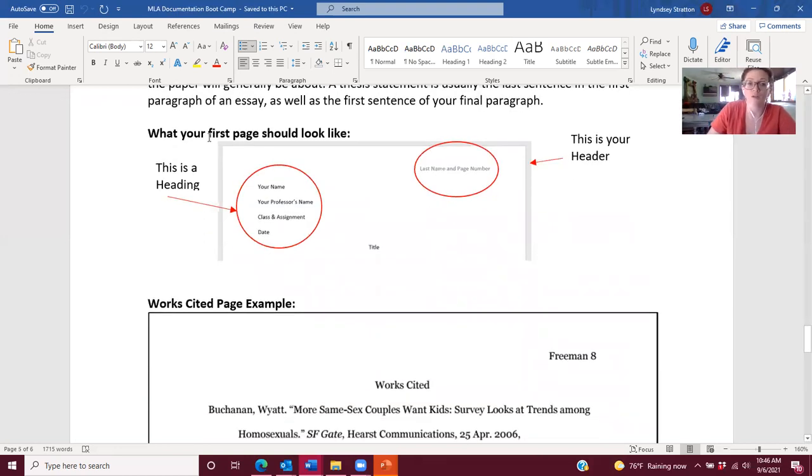You also need, on your first page, because MLA does not require a cover page, and when I say it doesn't require one, I mean, don't do it, a header, which is your last name and page number, and then your heading, which is your name, your professor's name, the class and assignment, and then the date. It's typically the due date of the assignment, not the date that you're writing it. You'll hit enter one time, center it, put the title, hit enter one time, put it back to the left-hand margin and begin your paper.